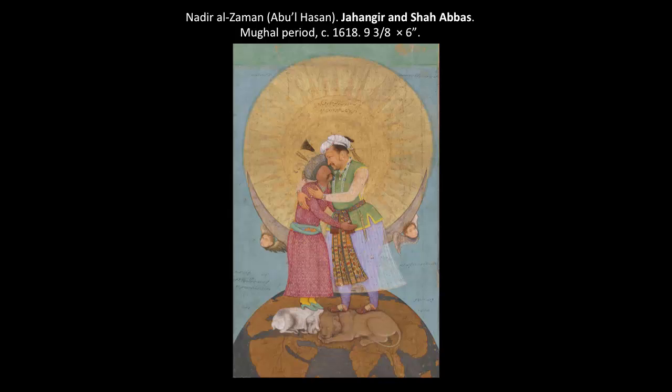It's possible that this image was sent to Shah Abbas as a gift, as both a symbol of brotherly love, but also a lightly veiled reminder of Jahangir's power.